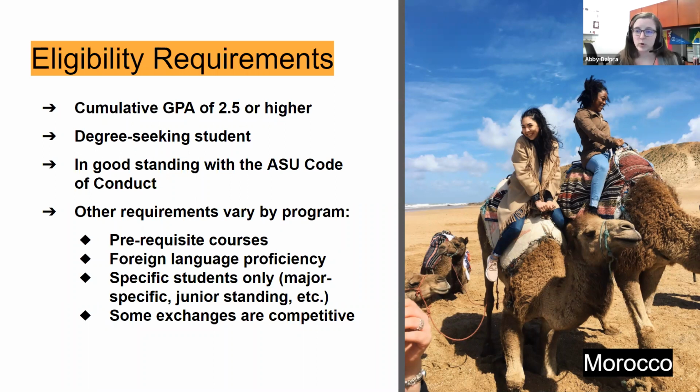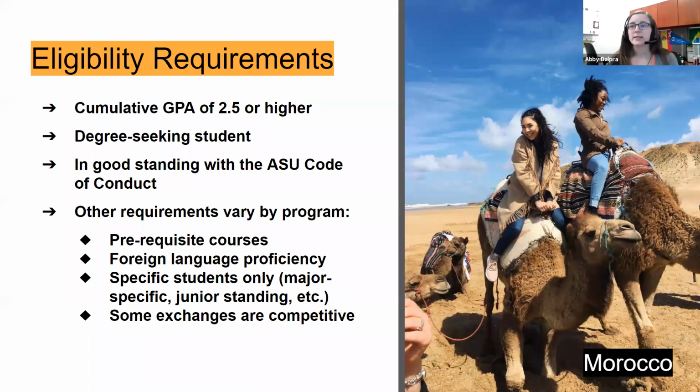Every program has different requirements, so there could be prerequisite courses, especially if it's language focused, or if you're going to that institution and taking courses in Spanish, for example. Some of them might be geared towards specific majors or give preference to those majors. Some of them are going to require that you are in a specific year at ASU. So maybe you're in your second semester sophomore year, for example.